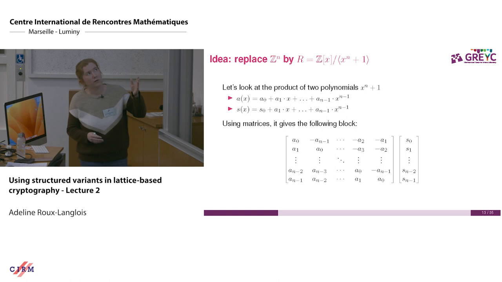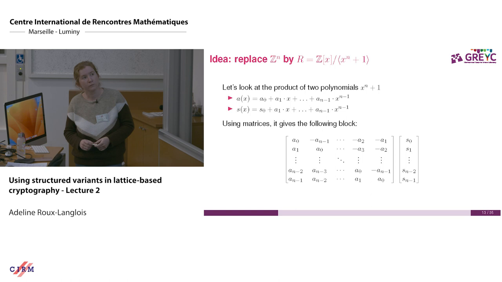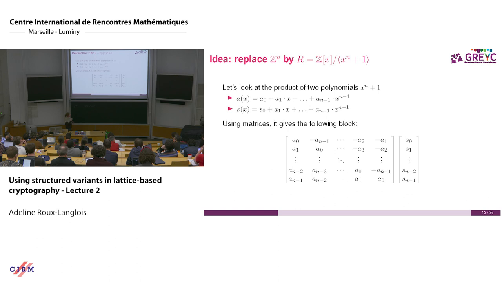So we call this matrix negacyclic because you are doing the rotation of the first column, but each time you go to the first row, you have a negation coming from the fact that you are modulo x to the n plus 1. So that's where the minus comes from. And when you look at it like that, I think you see the structure very easily.